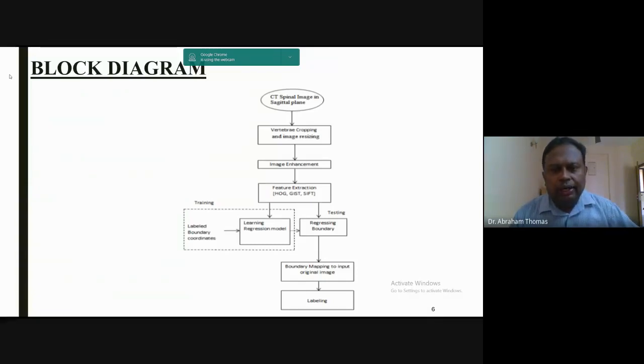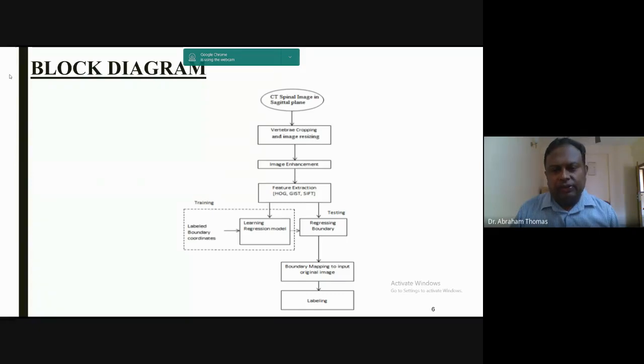Once we do that, we extract certain features out of this cropped and resized image. The features which we use are HOG, GIST, and SIFT. We'll come to them in more detail later. During the training phase, we have a linear regression model which is fed with the labeled boundary coordinates of each of the vertebra, and it learns the regression model during the training phase.